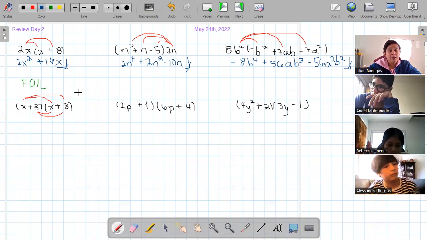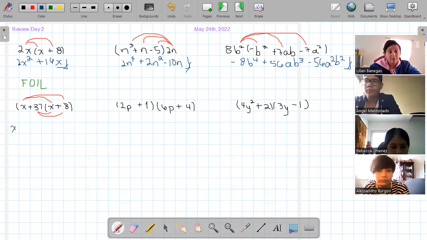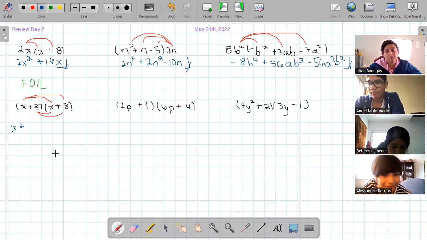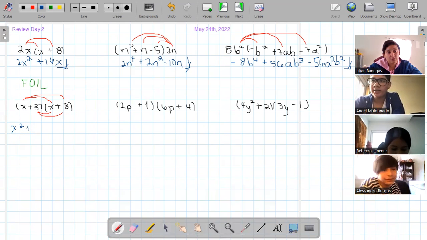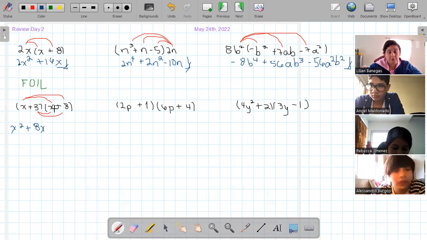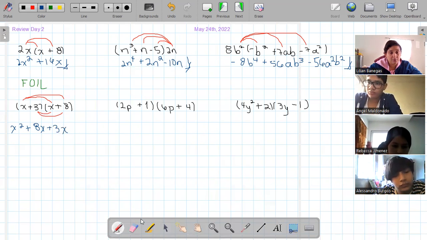So let's see. Now we're multiplying a binomial times a binomial. How much is x times x? X to the second power. How much is x times 8? Plus 8x. We finished with the first term. Now we go with the second term. 3 times x, plus 3x. And 3 times 8, plus 24.